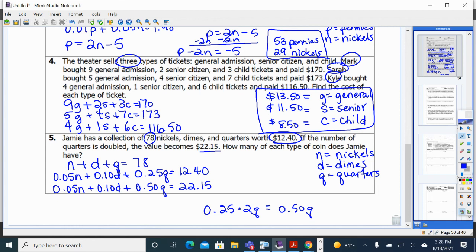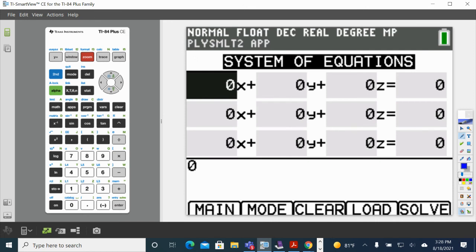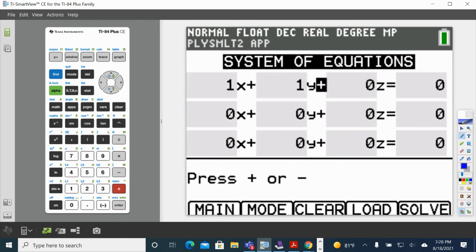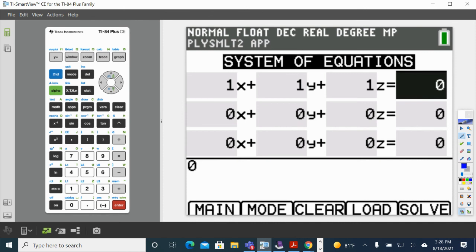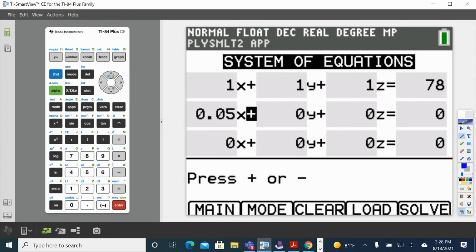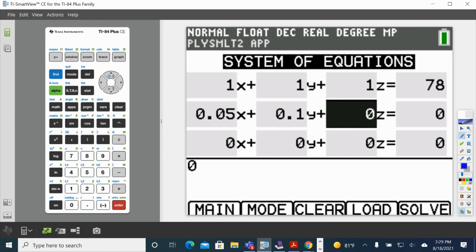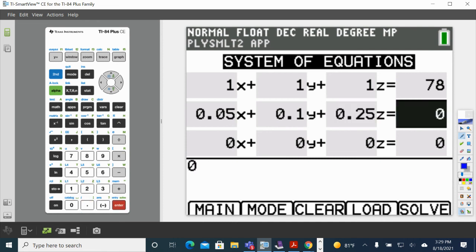All right, let's get that into the calculator. Go back to PolySimult, zoom again to clear that out. That first equation was just 1 plus 1 plus 1 equals 78. The second equation was 0.05 for the nickels, 0.1 for the dimes, and then 0.25 for the quarters, and that was $12.40.